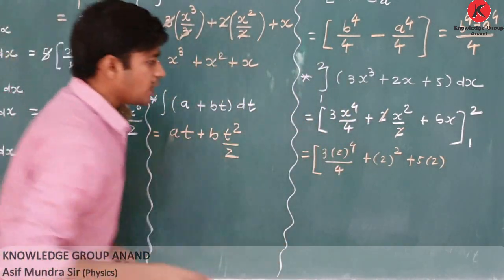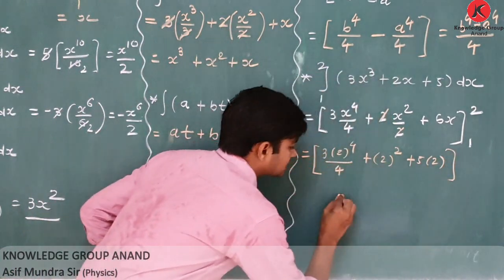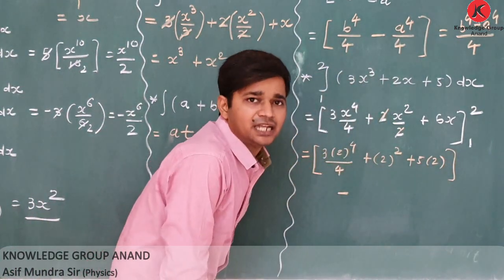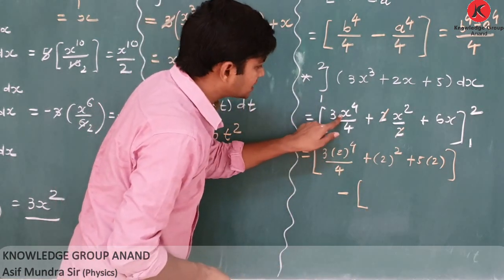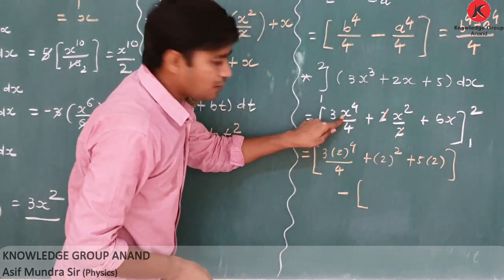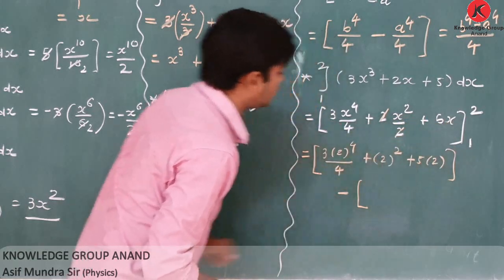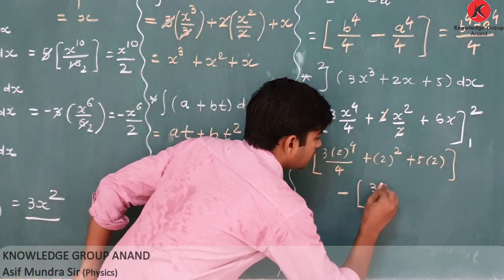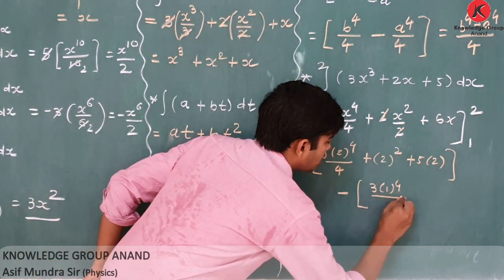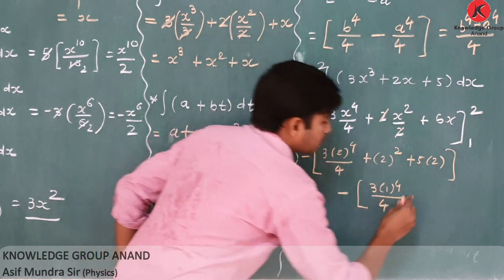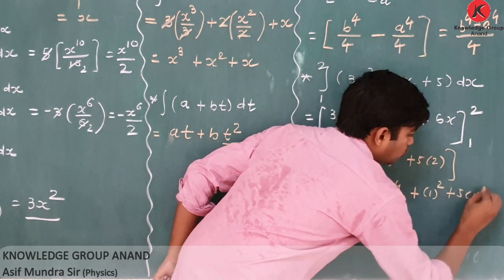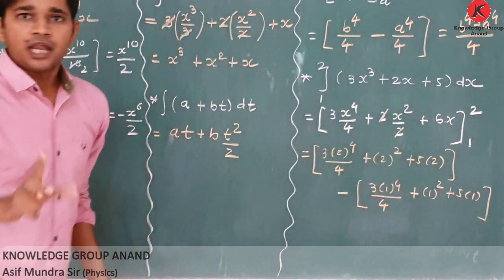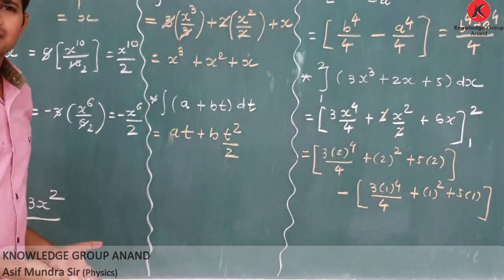Between there is negative sign. And now you have to put lower limit. So in this term, each and every x is replaced by 1. How to write? It is 3, 1 raised to 4 divided by 4, plus 1 square, plus 5 into 1. Clear? Any doubt? Now you have to simplify this.